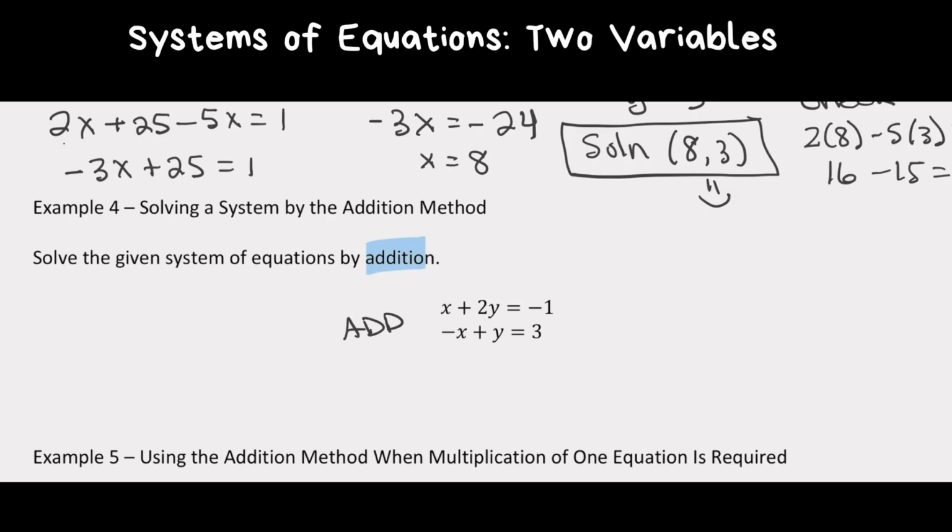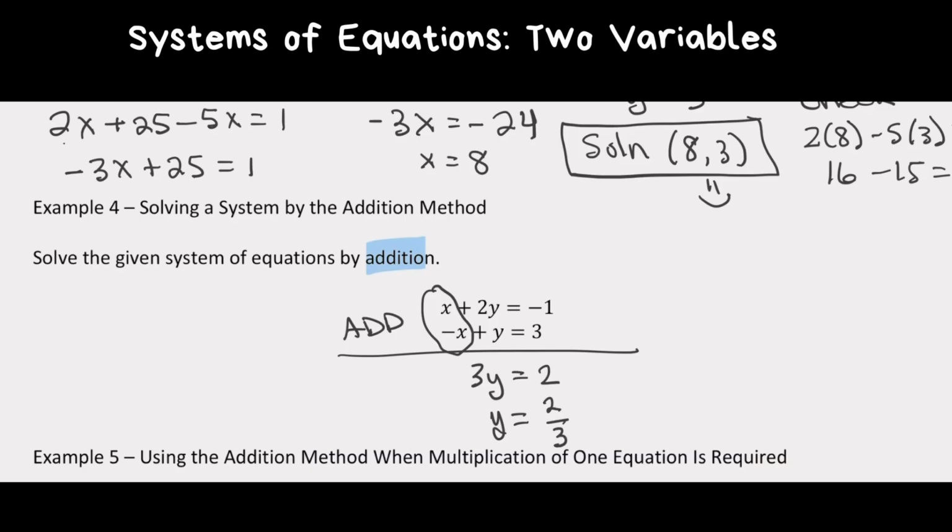Now, the reason some call it elimination is because when you add them together, you eliminate a variable. So my x's actually go away. When I add, I will get 3y's is equal to 2. So for y now, y is equal to 2/3.